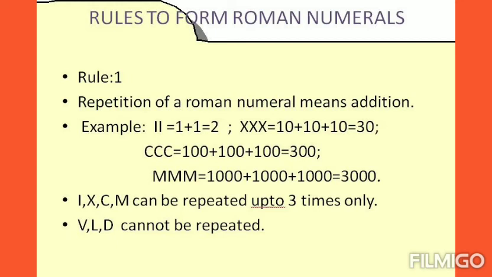Again I am saying, children, I, X, C, M. These 4 letters can be repeated up to 3 times. But V, L, D cannot be repeated. I think now you understood the rule number 1 very well. Next, shall we go to the rule number 2?